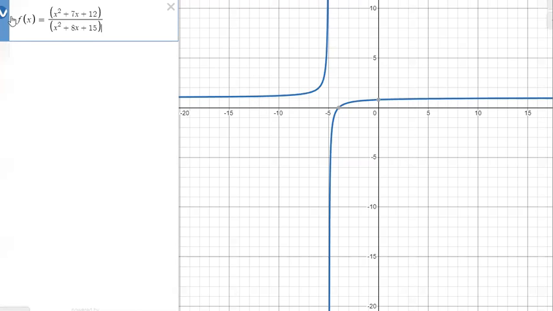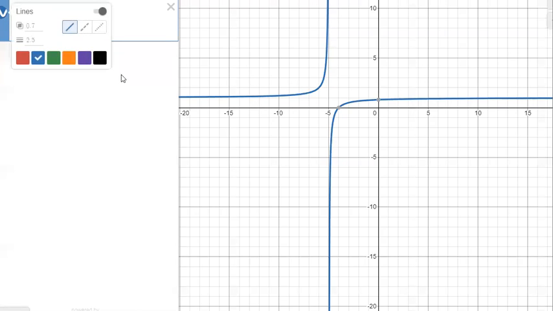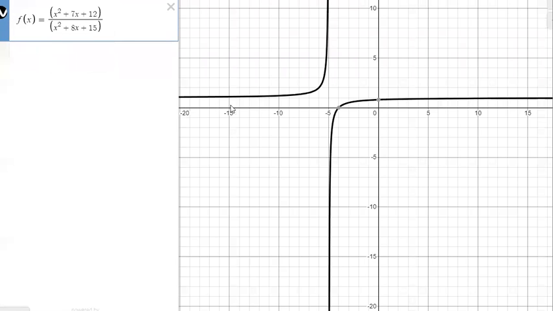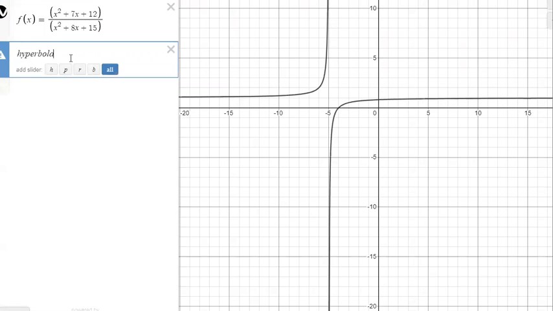And I'm going to change this color to black because I'm going to label the 0 in red. Okay? So what you'll notice about this graph is it basically looks like two U-shapes, right? Two parabolas that are on top of each other. And what we call this is a hyperbola. So that's what the graph shape is called, a hyperbola.